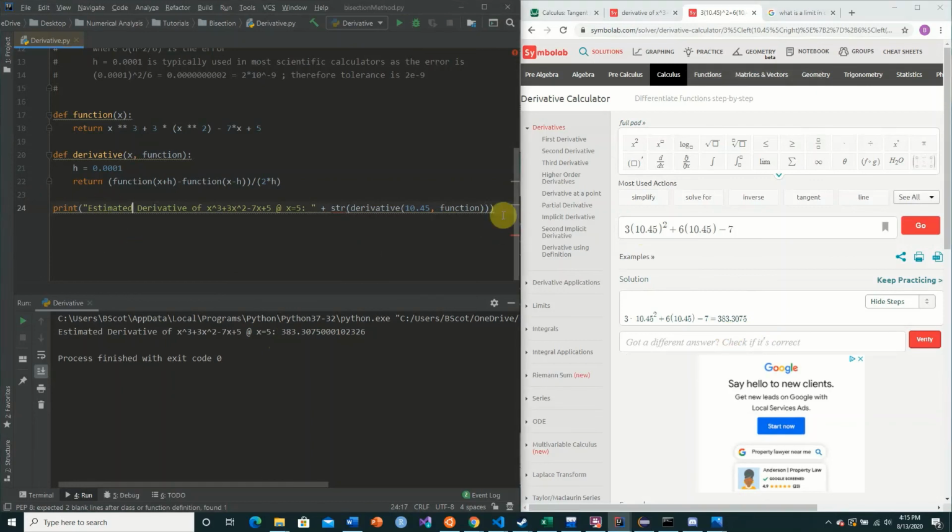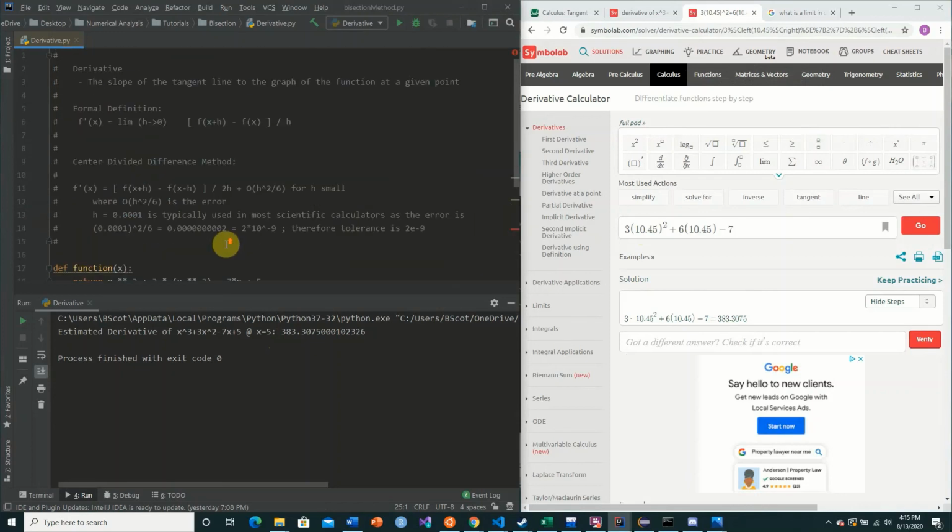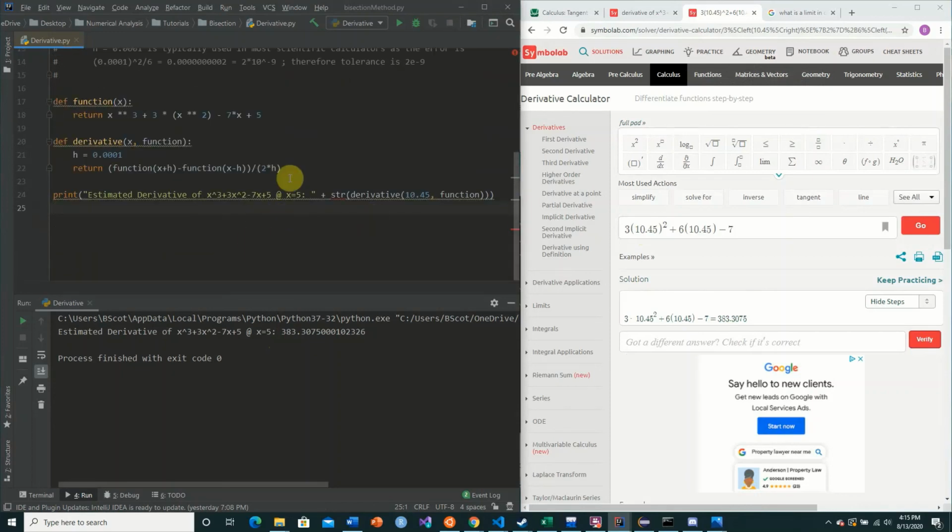So there we have it, a short and simple way of estimating the derivative of a function. Stay tuned for future videos.